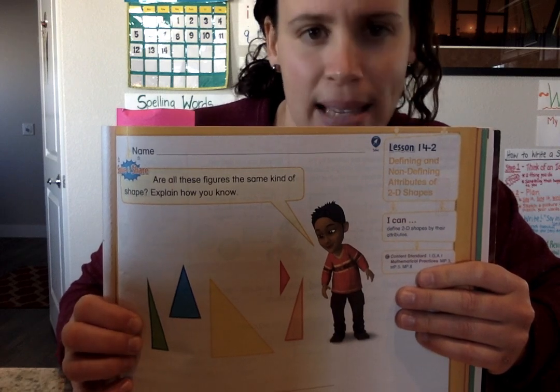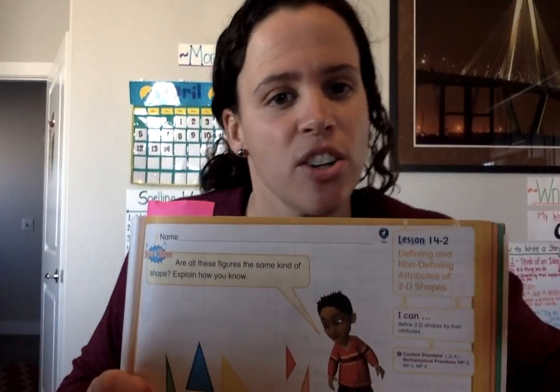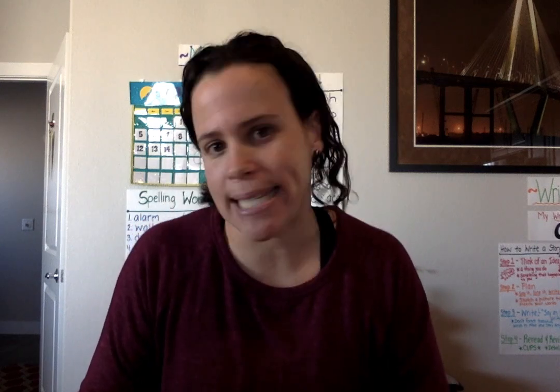Now, yes, they are all different colors. A color is a characteristic, but it doesn't define the shape. So when we talk about defining and non-defining, a color is a non-defining attribute. It doesn't define if it's a triangle or not. You wouldn't say, oh, that's yellow, that's not a triangle. That's non-defining. Defining is straight sides and vertices. So that's what we're talking about today.